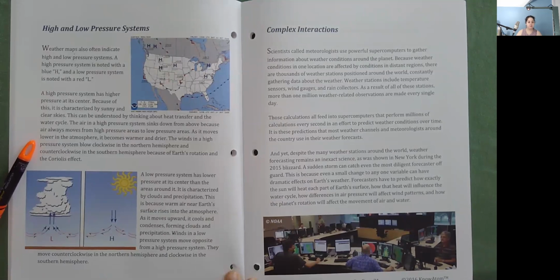The winds in a high-pressure system blow clockwise in the northern hemisphere and counterclockwise in the southern hemisphere because of Earth's rotation and the Coriolis effect.